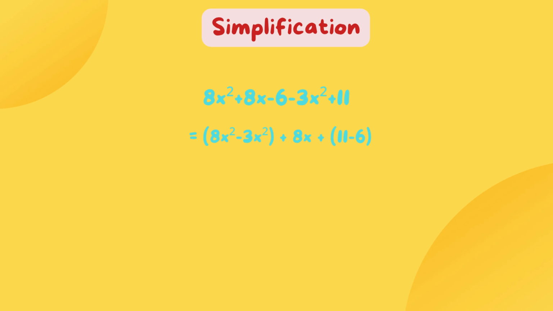Now we will do the operation. 8 minus 3 is 5, so 5x square, plus 8x, plus 11 minus 6 is 5. This is our final answer because we cannot simplify this further. All these are unlike terms.